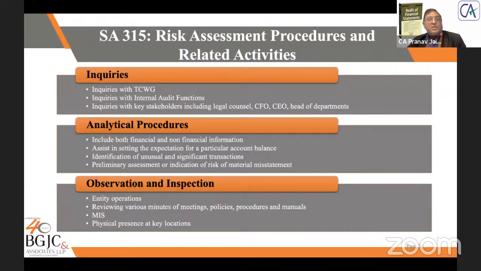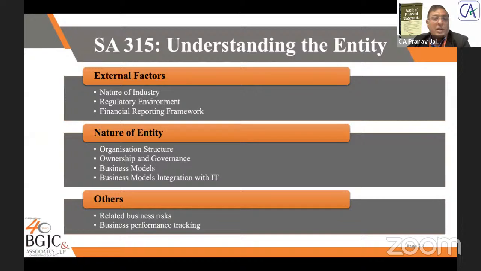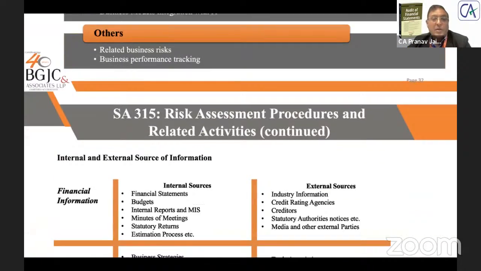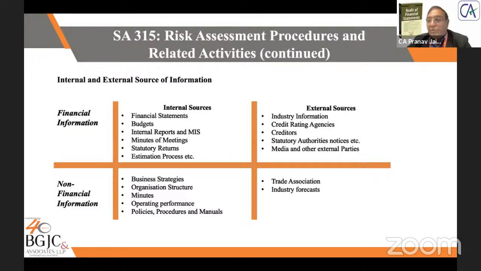Some of the procedures are inquiries, analytical procedures, observations and inspections. Then we have external factors to be considered, the nature of the entity, what is the organization structure, ownership and governance structure, business model, and others such as related businesses and business performance tracking. And the information can be gathered both from internal sources and external sources. The information could be financial information or non-financial information.